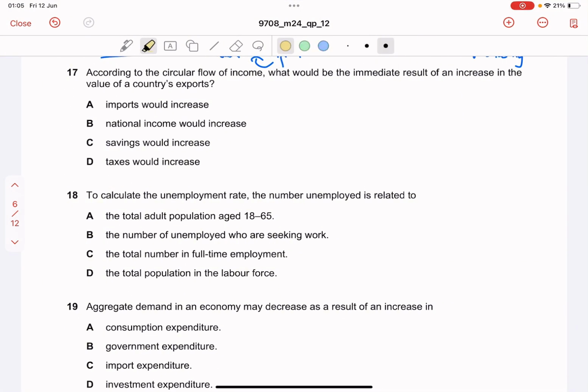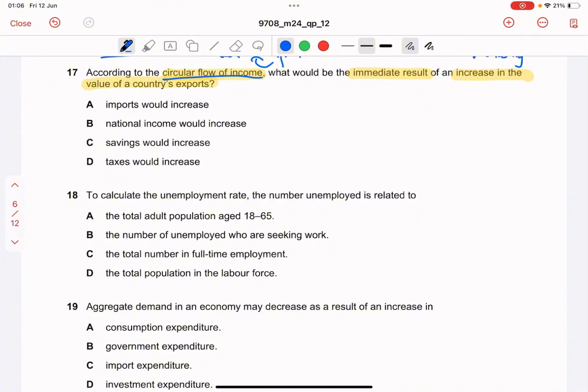Now, number 17. According to the circular flow of income, what would be the immediate result of an increase in the value of a country's exports? First of all, what is a circular flow of income? It is basically an economic model that shows how money moves from producers to consumers.